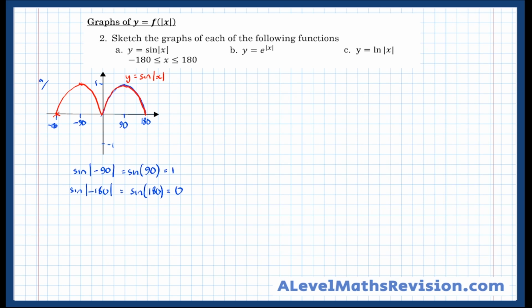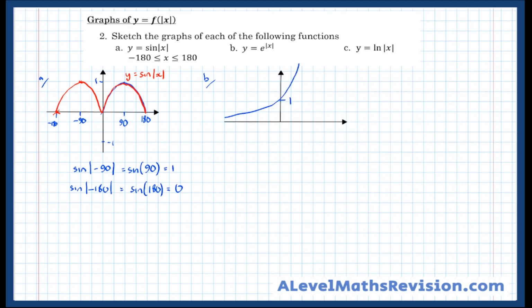So let's apply this idea to this next one here. So y equals e to the mod x. So the first thing we're going to draw is y equals e to the x, i.e. that function without the modulus sign. There it is there, the graph of y equals e to the x. And remember the rule, discard the part of the graph to the left of the y-axis, done. And then just reflect the remaining graph through the y-axis like that. So that there is the graph of y equals e to the modulus of x.